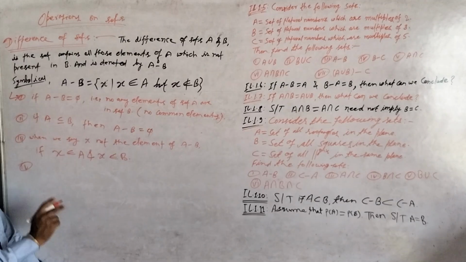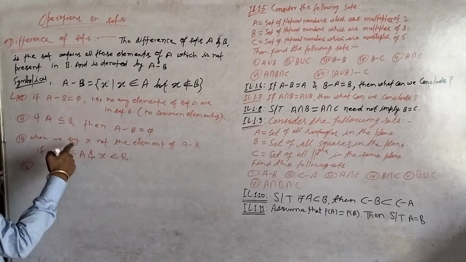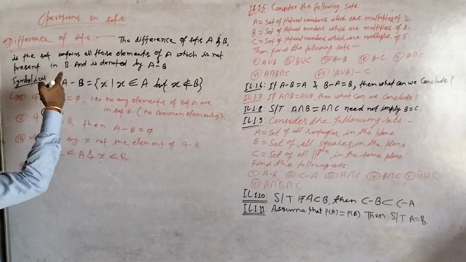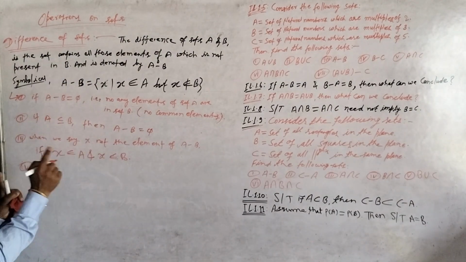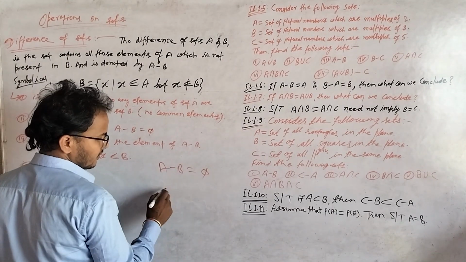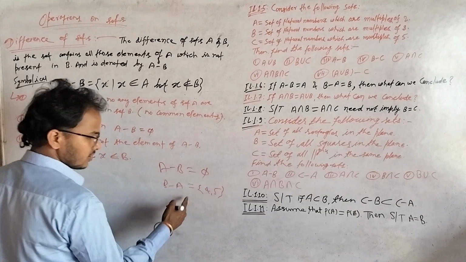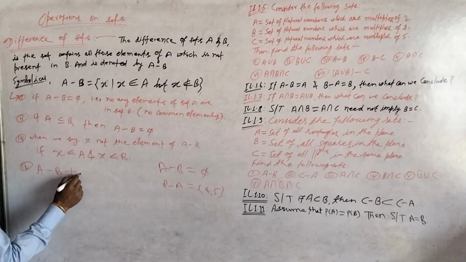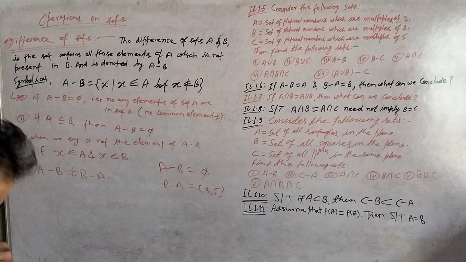Okay, and the last property from this. Before this definition we saw the examples. Differentiation of A minus B and B minus A: both are different. A minus B is 5, we get a 5, and B minus A gets 4 and 5. So both are different, so we say A minus B is not equal to B minus A. Okay, this is our final property.